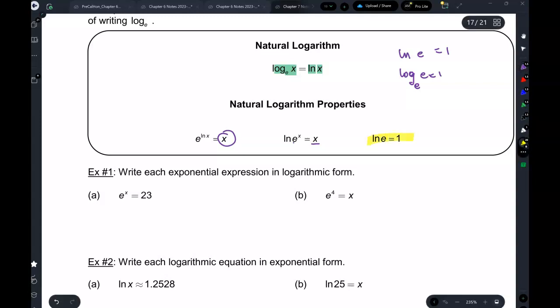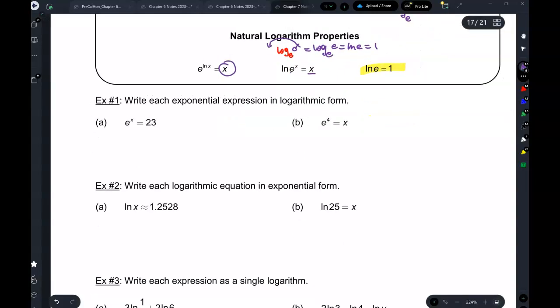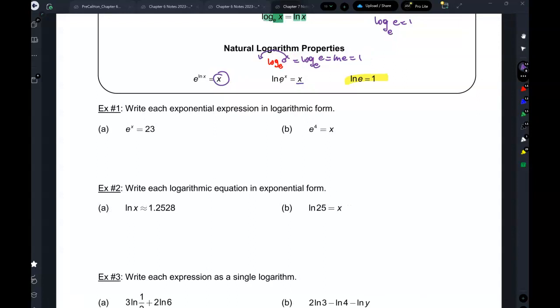This you just have to know. If you're walking down the street and somebody taps you on the shoulder and says, hey, ln of e, you just go 1, okay? ln of e to the x is just x. Again, because this is just log base e of e to the x, and when this x comes down, this is log base e of e, which is ln of e, which is 1.